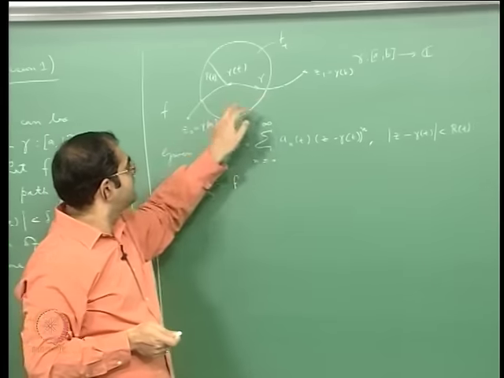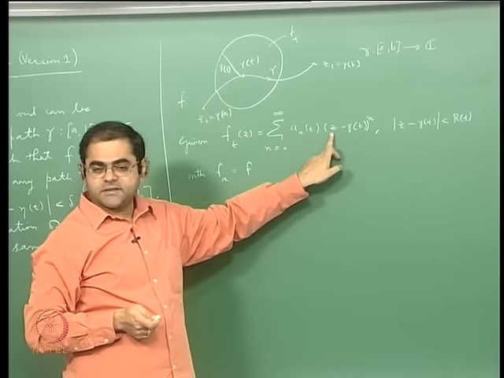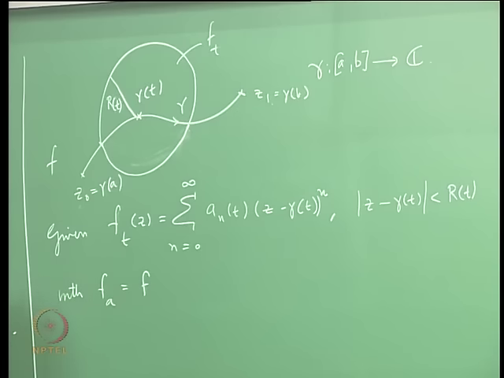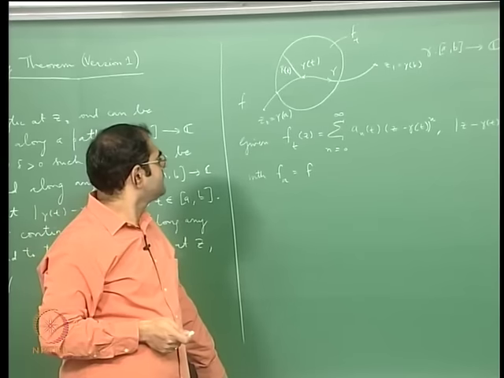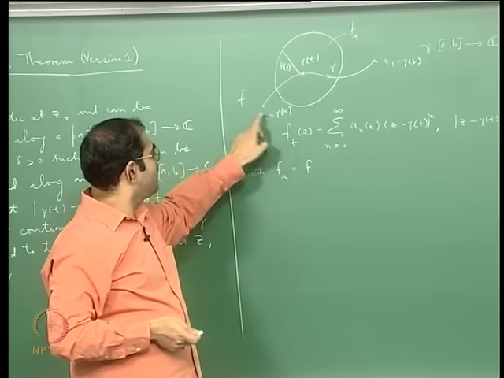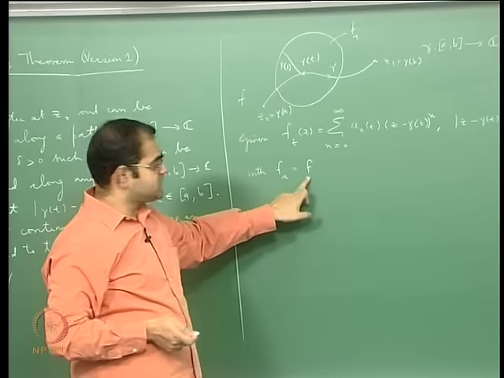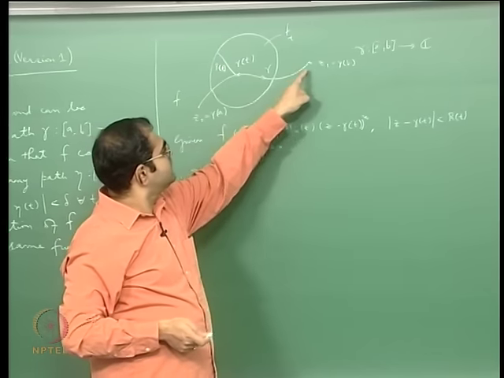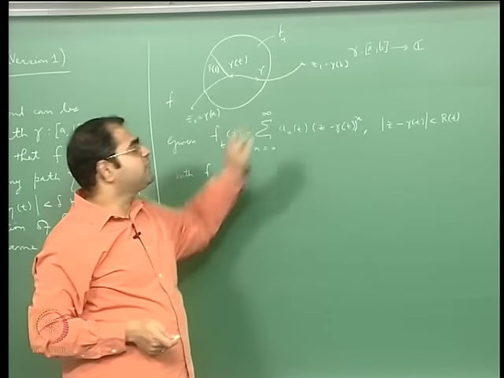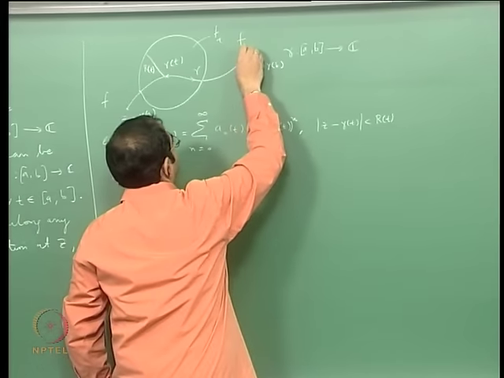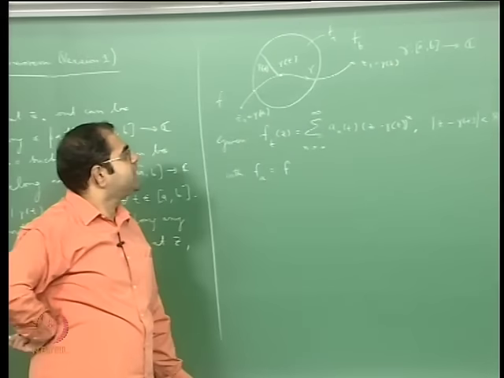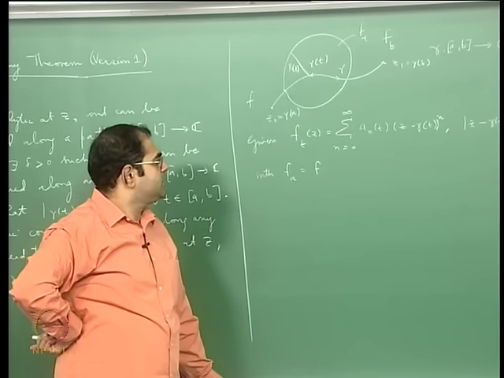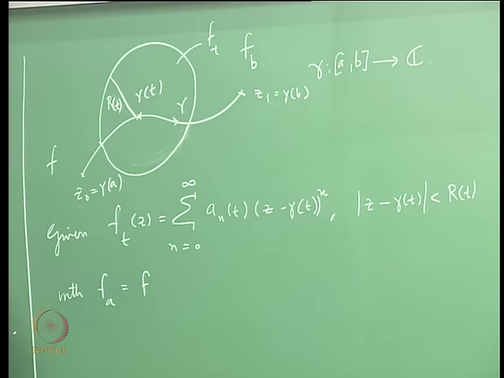The power series f_t is centered at gamma(t), so it is an expansion in positive integral powers of z minus gamma(t), and a_n(t) are the corresponding coefficients. When you put t equal to a you get gamma(a), and the corresponding power series is f_a, which is the analytic function f you started with. At the end of the path you will get a new function, and that new function is f_b, the analytic function with power series f_b that corresponds to t equal to b.